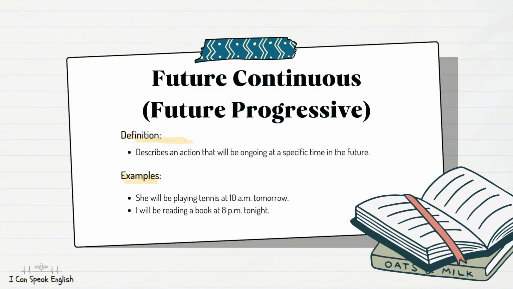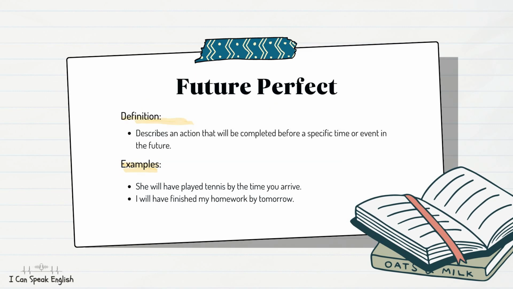Future continuous, future progressive describes an action that will be ongoing at a specific time in the future. Examples: she will be playing tennis at 10 a.m. tomorrow. I will be reading a book at 8 p.m. tonight. Future perfect describes an action that will be completed before a specific time or event in the future. Examples: she will have played tennis by the time you arrive. I will have finished my homework by tomorrow.